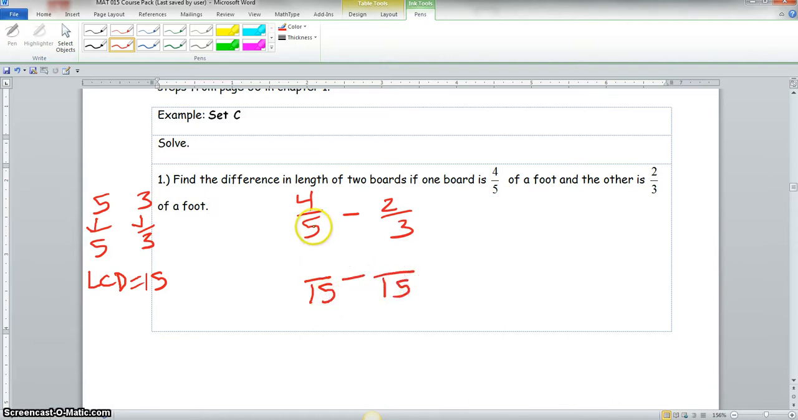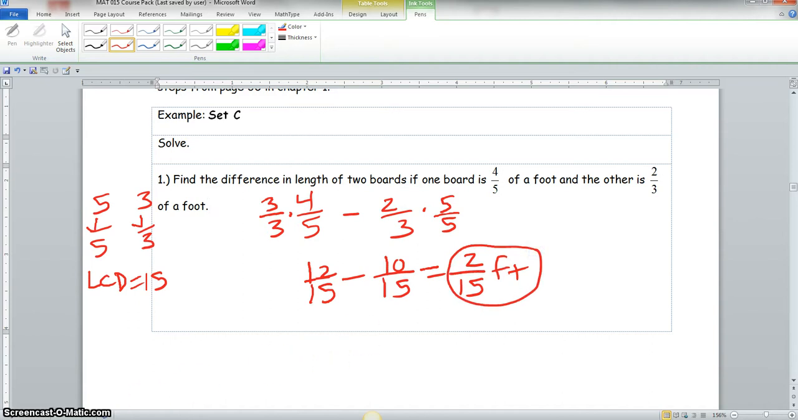So we would take 15 divided by 5, which gives us 3. So we'll multiply our numerator and denominator by 3. And 15 divided by 3 is 5. So we'll multiply our numerator and denominator by 5. 3 times 5 is 15, and 3 times 4 is 12. 3 times 5 is 15, and 2 times 5 is 10. Now we'll keep our denominator as 15. 12 minus 10 is 2. So it'd be 2/15 of a foot. And that's it for that section.